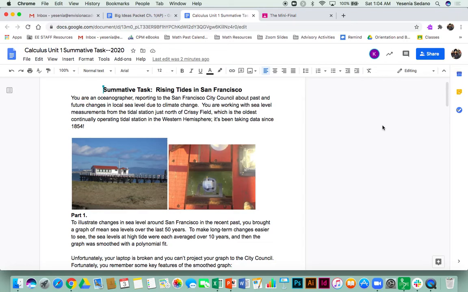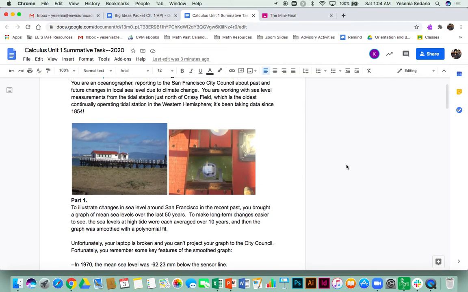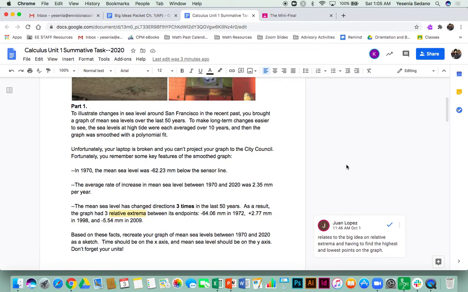You're working with sea level measurements from a tidal station just north of Crissy Field, which is the oldest continually operating tidal station in the Western Hemisphere. It's been taking data since 1854. There's some pictures of the actual station.